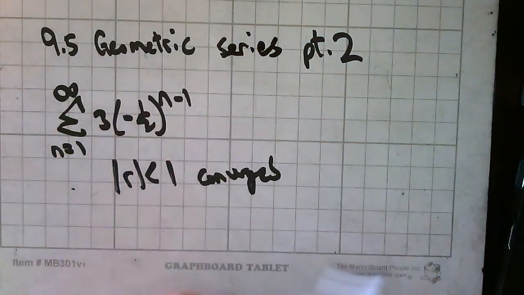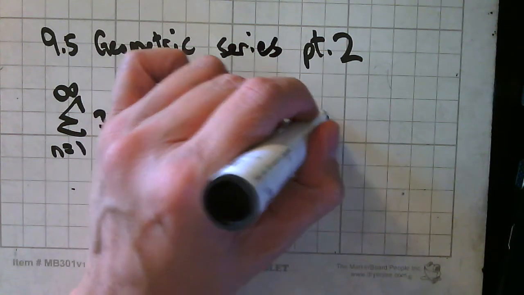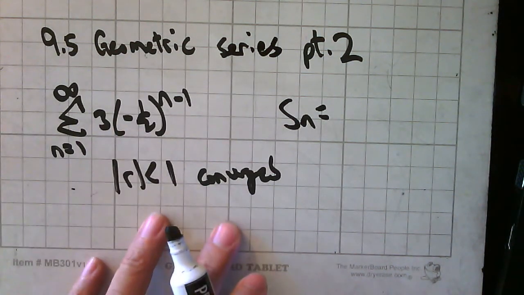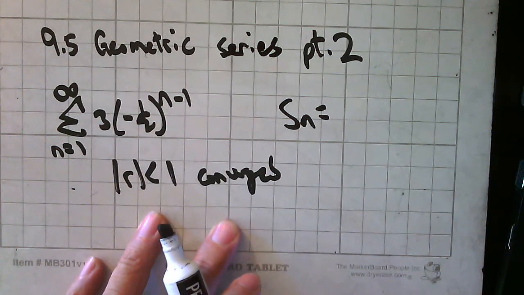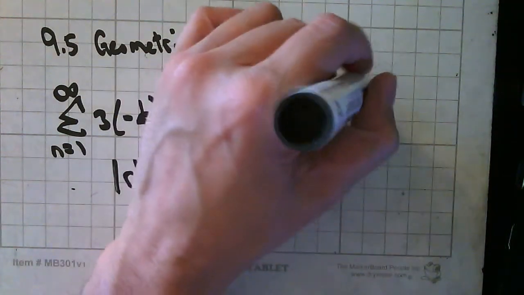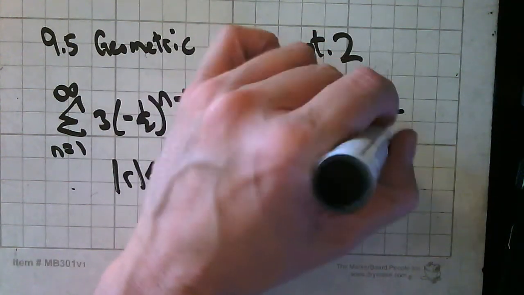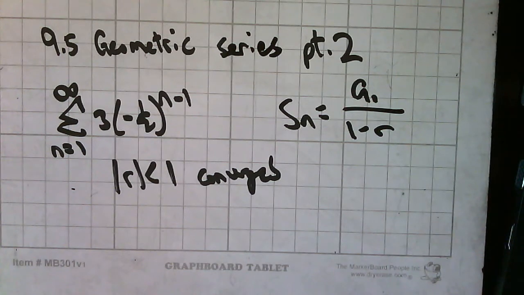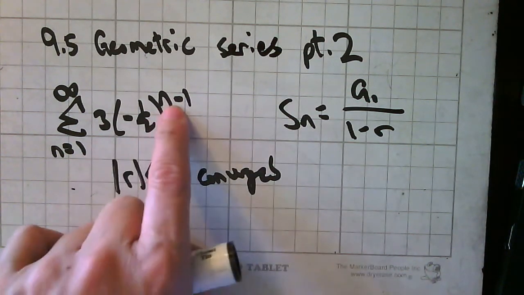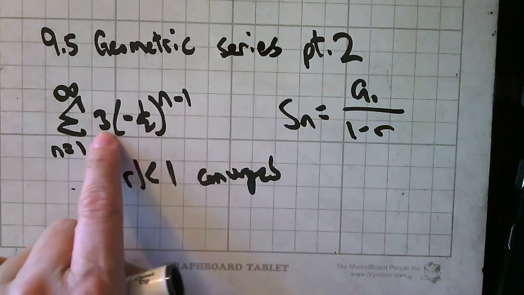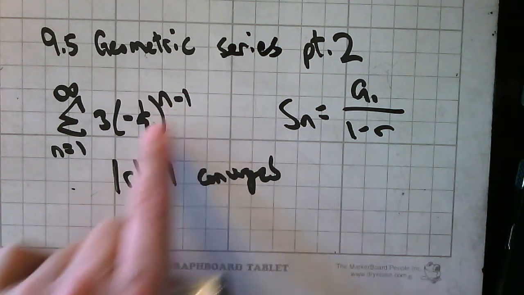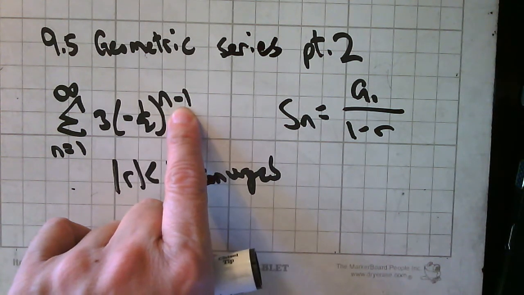So we're going to use our formula. So we have Sn. So we have an infinite series here that converges, and we can only find the sum if it converges. So in this case, since our r is less than 1, we're going to use S equals a1 over 1 minus r. To get the first term, we're going to plug in 1. So we got 3 times negative 1/2 to the 0 power. So negative 1/2 to the 0 power is going to become 1.